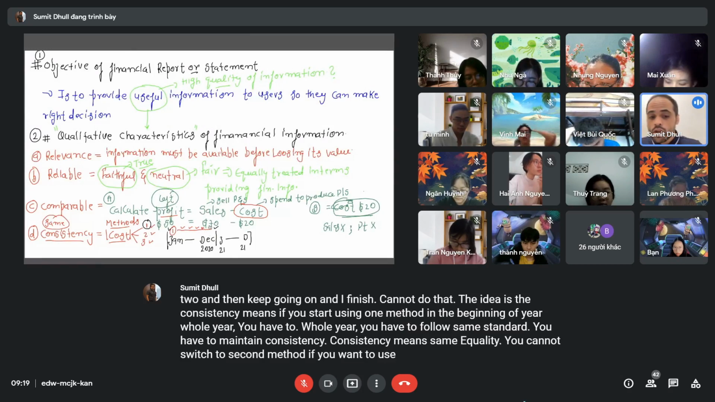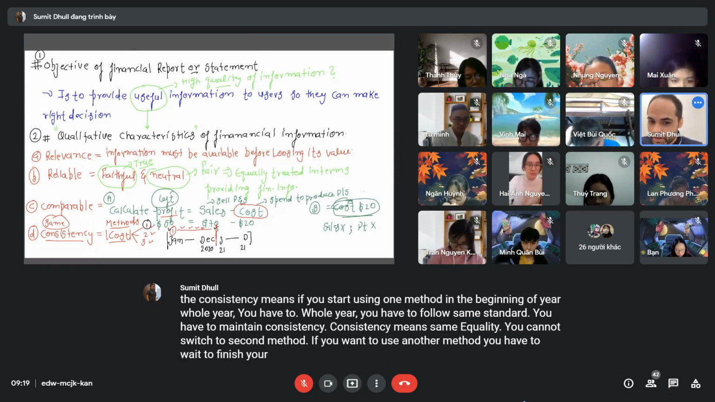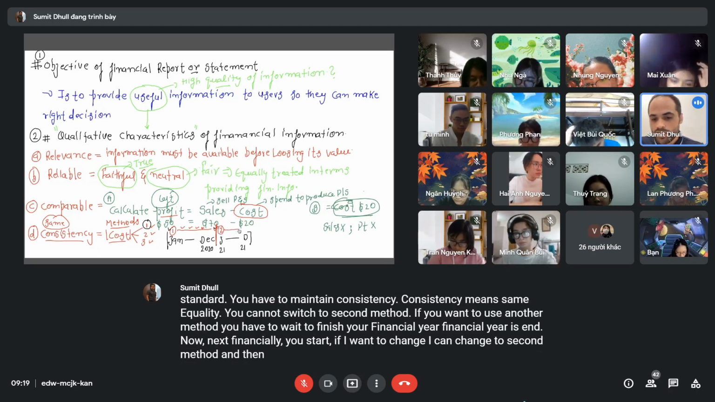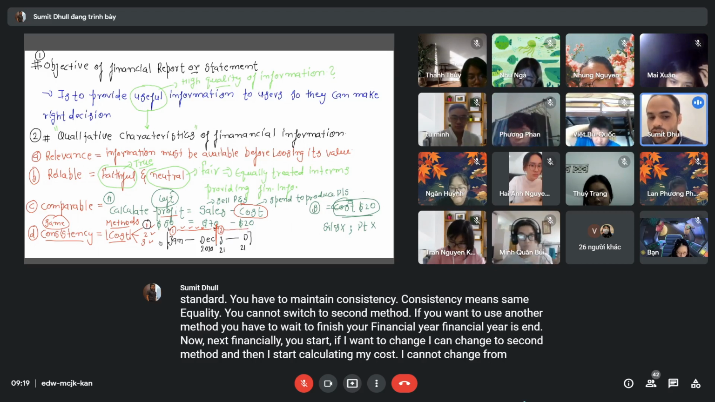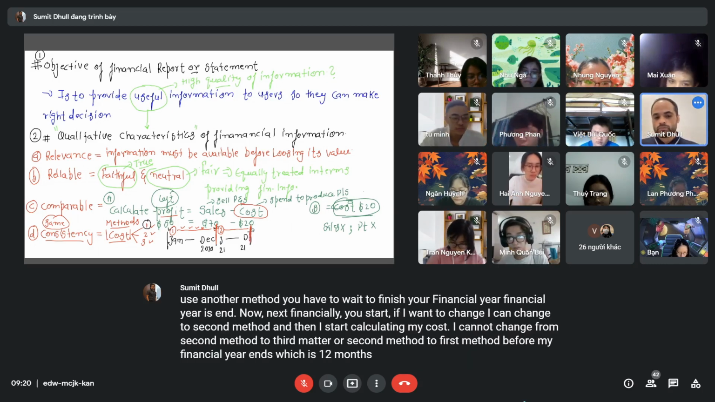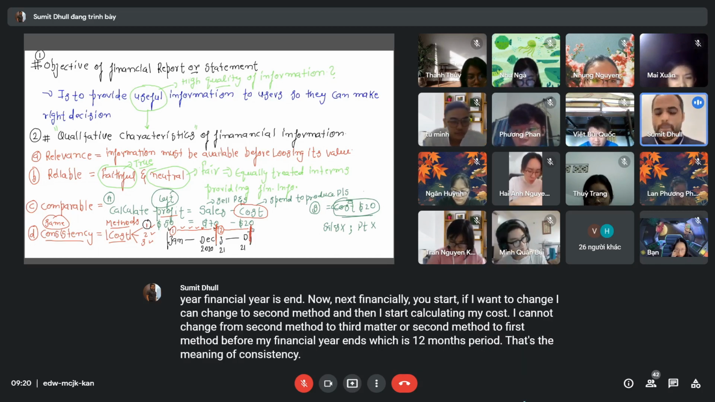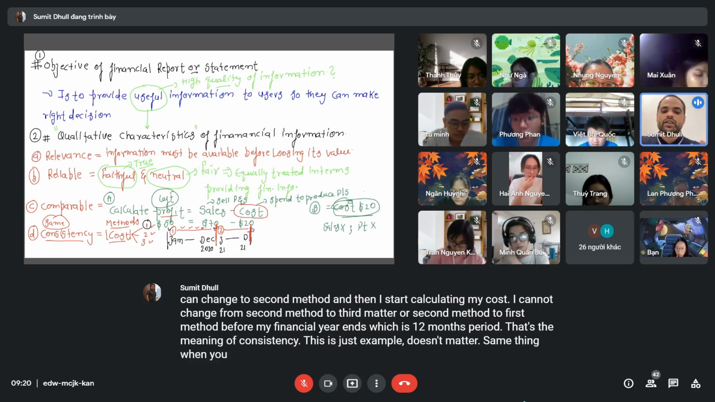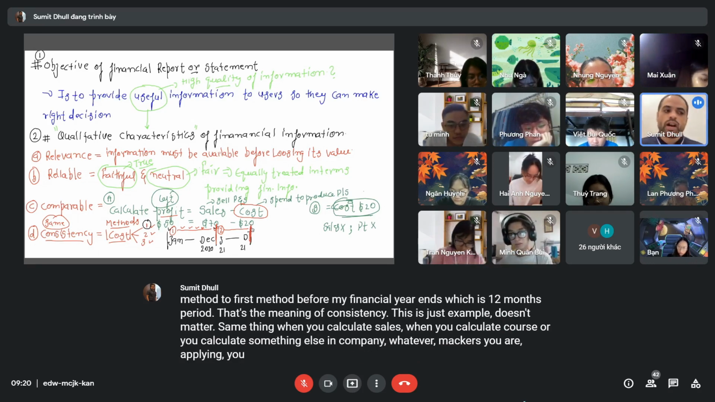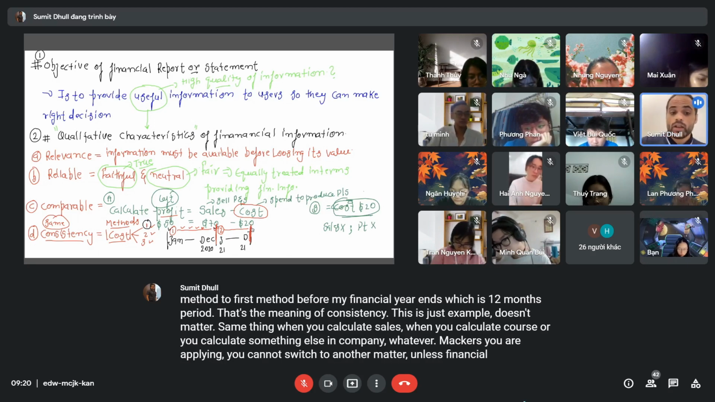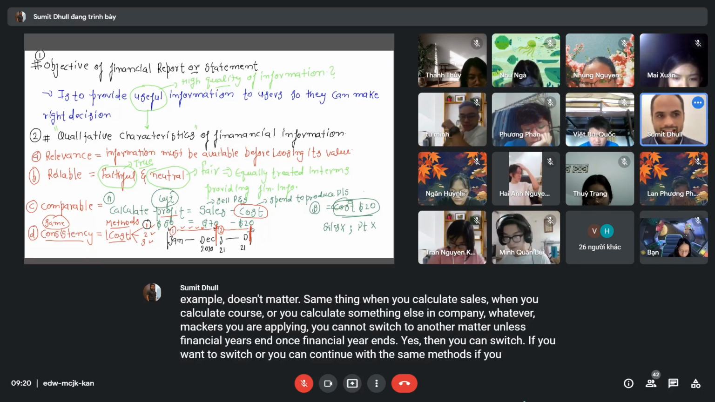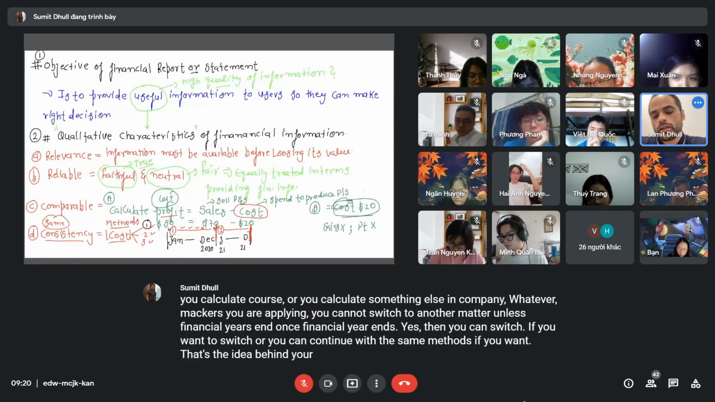You cannot switch to a second method. If you want to use another method, you have to wait to finish your financial year. The financial year ends, now the next financial year starts. If I want to change, I can change to the second method, and then I start calculating my cost. I cannot change from the second method to the third method or back to the first method before my financial year ends, which is a 12 months period. That's the meaning of consistency. This is just an example. It's the same thing when you calculate sales, cost, or anything else in the company. Whatever methods you are applying, you cannot switch to another method unless the financial year ends. Once the financial year ends, yes, then you can switch if you want, or you can continue with the same methods. That's the idea behind consistency.